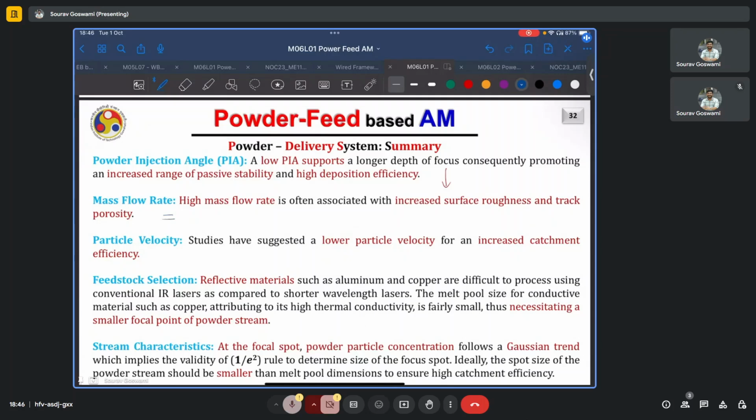Studies have suggested that a lower particle velocity for an increased catchment efficiency is good. So this can be low. Of course, when I say low, I do not mean arbitrarily low. There is of course some floor which we should maintain, but they can be reduced significantly without affecting the process parameters too much.